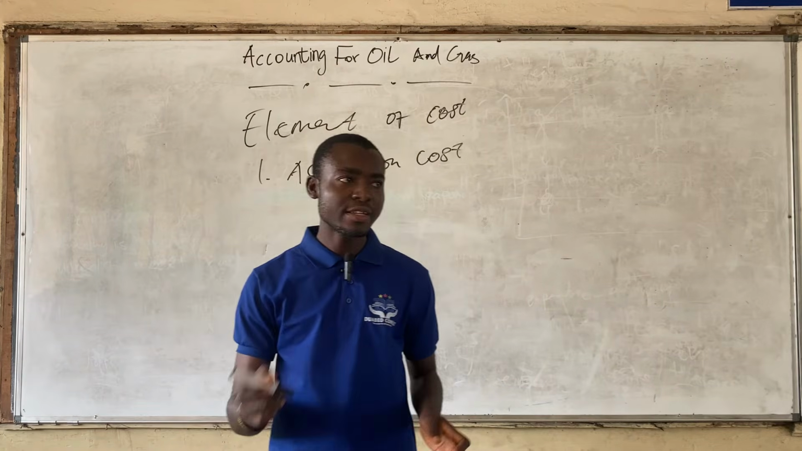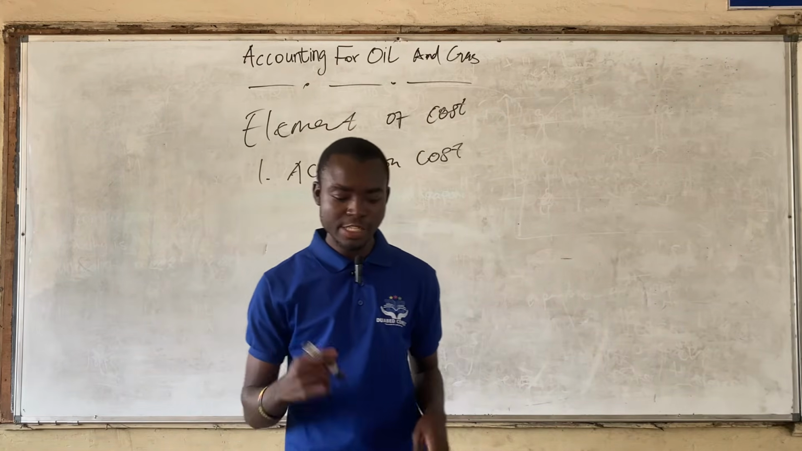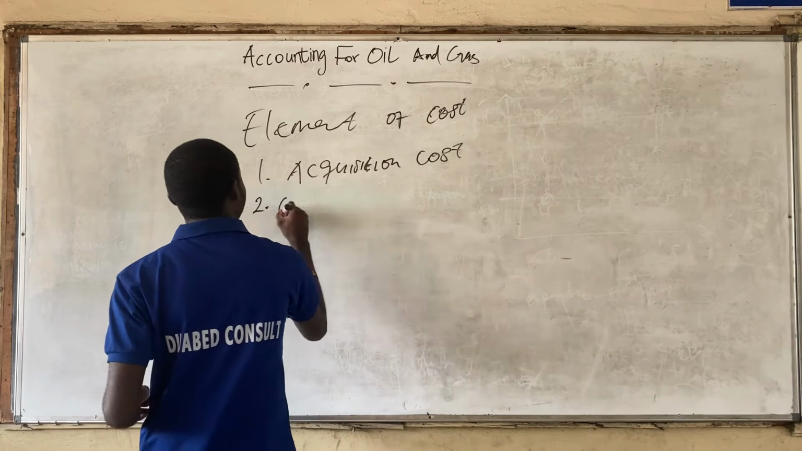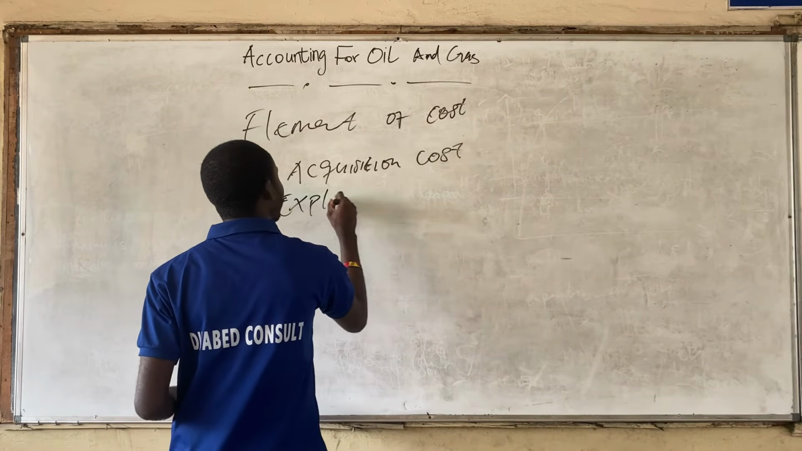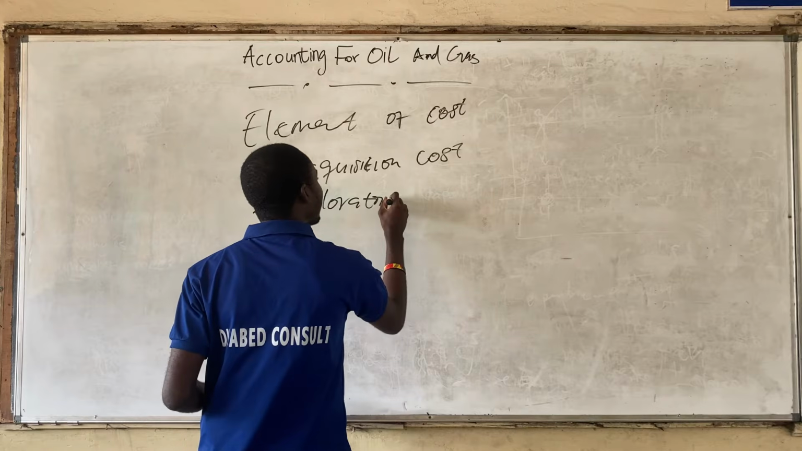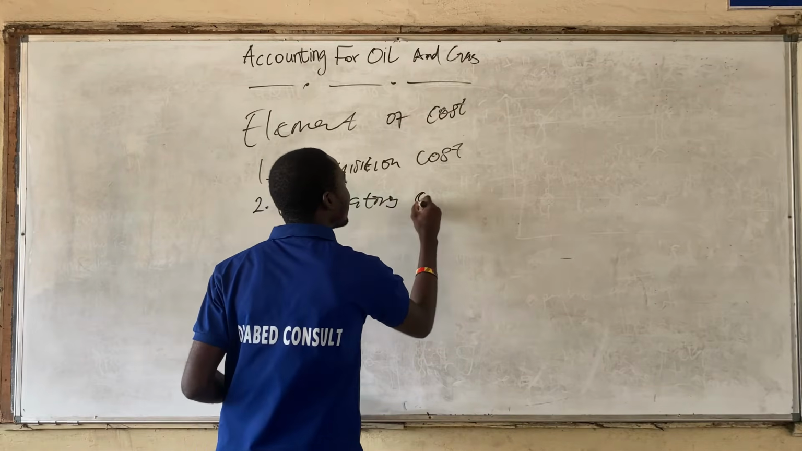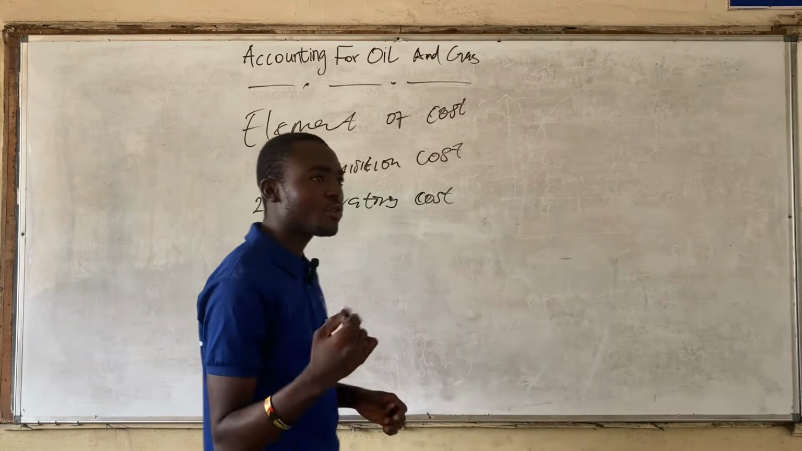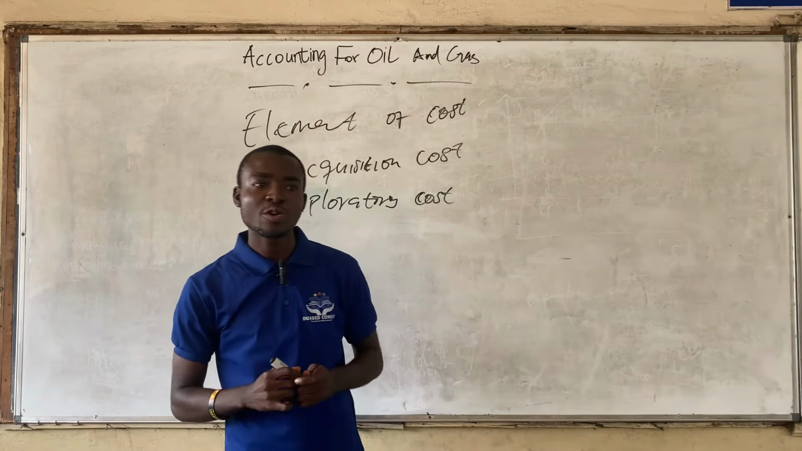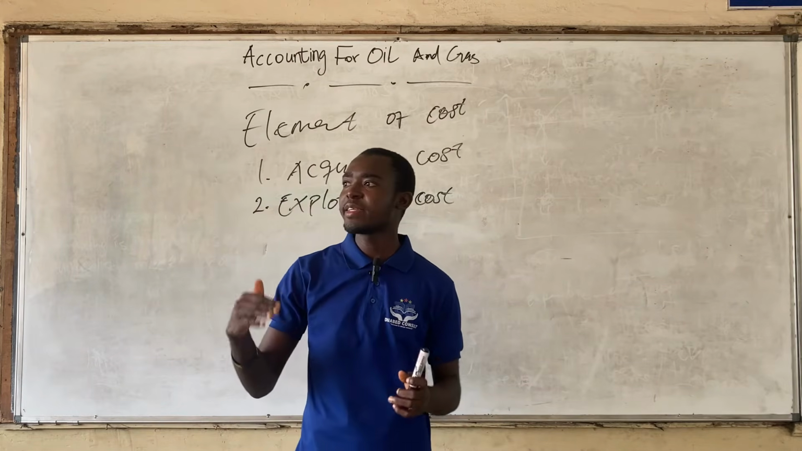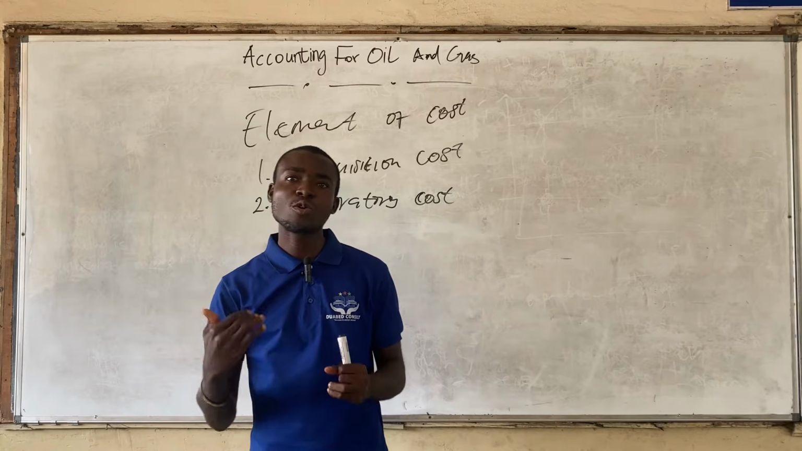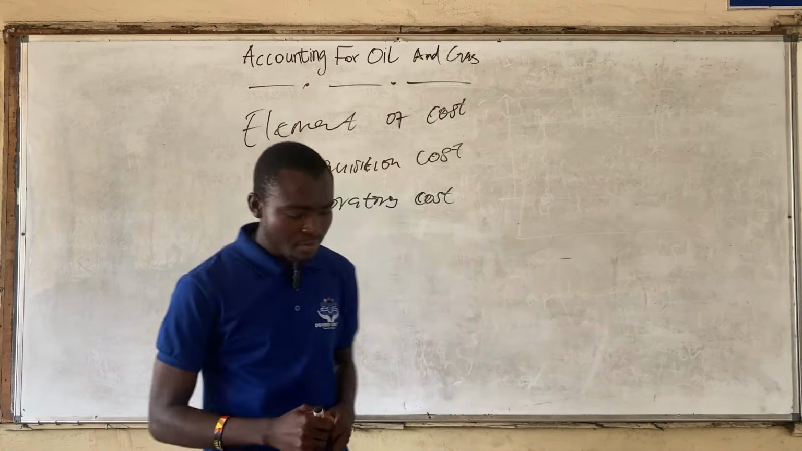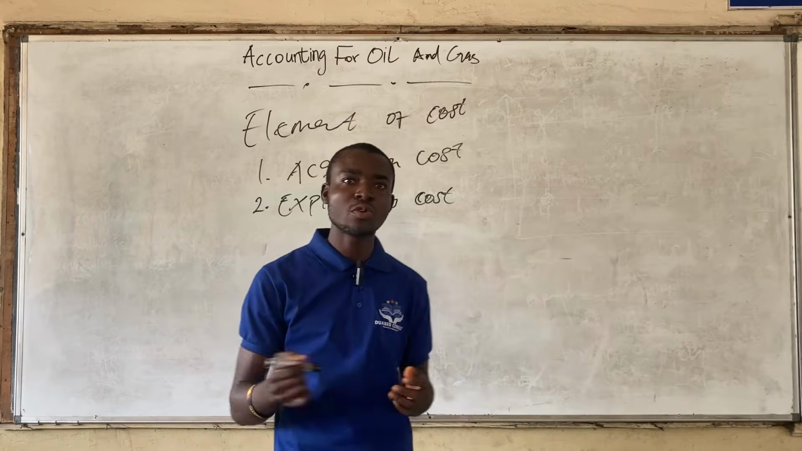And then the second element is exploratory cost or exploration cost. Exploratory or exploration cost is the cost incurred in preparing the site or the field, or the cost involved in developing the reserve. And the next is the development cost.